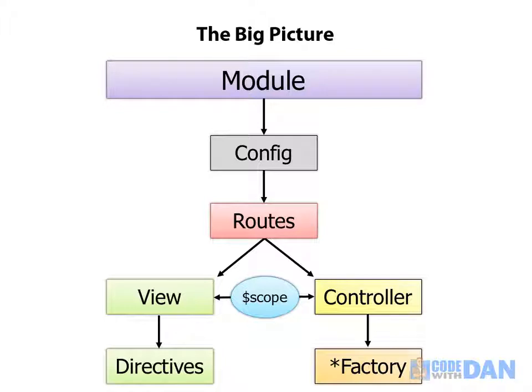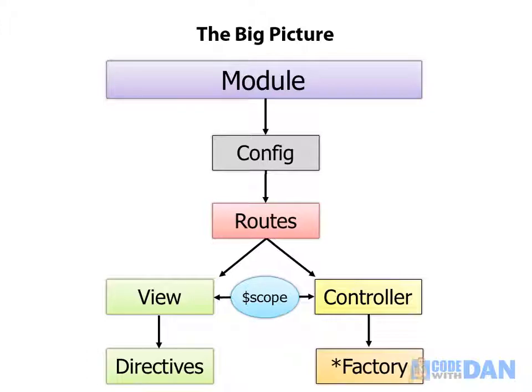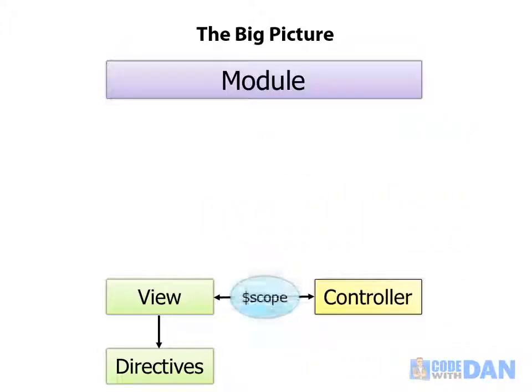Now, from the big picture standpoint, we're going to focus on, again, modules and controllers and scope here. We've already talked about views and directives. So we'll see how scope can be used in a controller, and then at the end of this, how a controller can be placed in a module. So let's go ahead and get started, though, by talking about some of the architecture patterns in AngularJS.